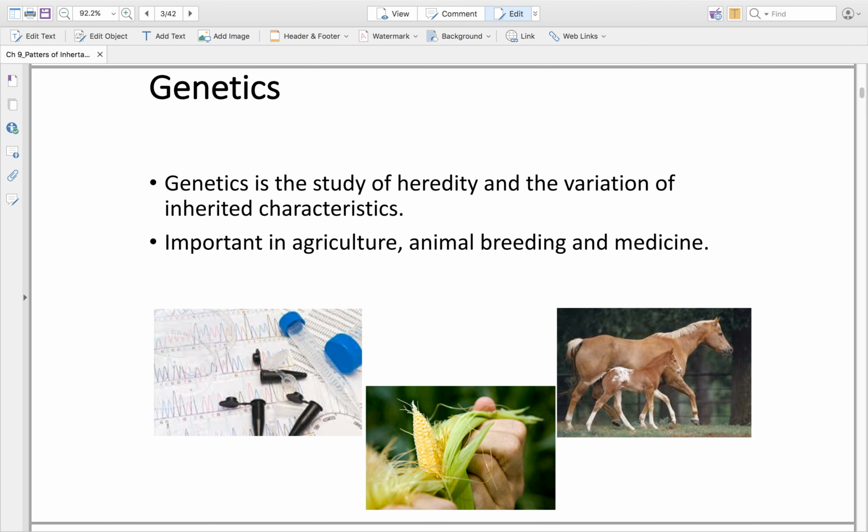Genetics is a branch of biology that studies the hereditary material that we have, which is DNA, and why and how we vary from other individuals and from our parents. It's basically the study of hereditary material and how it's inherited, how it's passed on from parent to offspring. Genetic information has been used in agriculture, in the agricultural revolution and industry for thousands of years, in animal breeding, and in medicine. So it's used quite a bit.